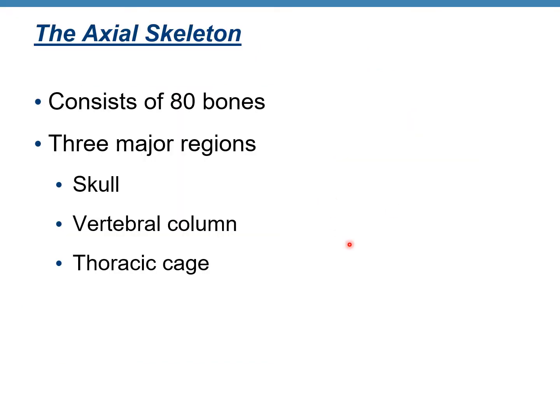So we already know that the skeleton is divided into axial skeleton and appendicular skeleton. And the axial skeleton consists of 80 bones and 3 major regions: skull, vertebral column, and thoracic cage.